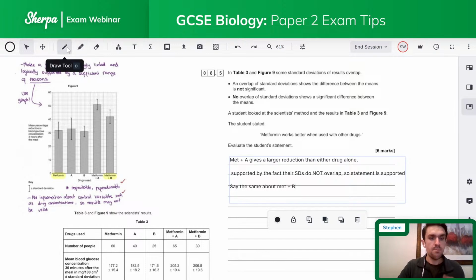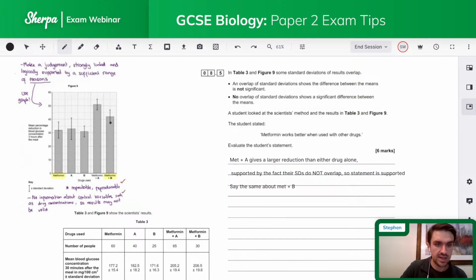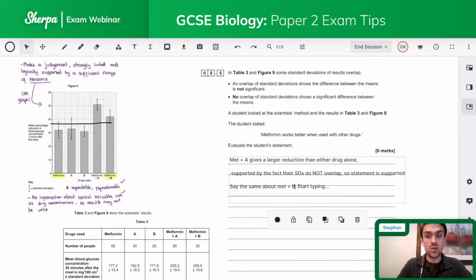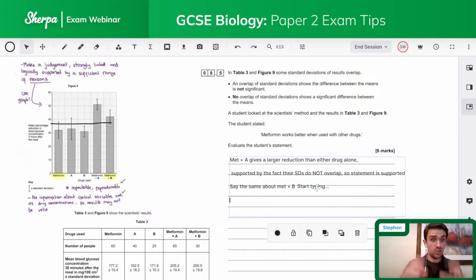This time, if we look at the standard deviations, we can see the lower standard deviation here overlaps with the standard deviation of metformin A and B all on their own. Now, what that means is that, yes, it causes a reduction in blood glucose levels, but it's not significant. It's good, but it's not so good that we're really interested in it.